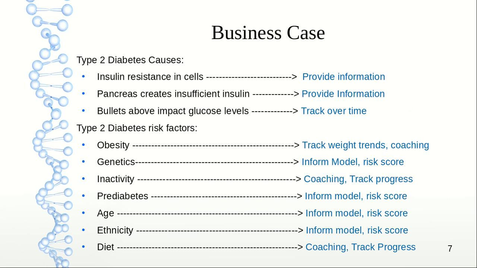So if we translate that into our business case in the blue, we can see how we would address each one of those. So I won't go over all of these, but most significantly is tracking this information over time, such as weight trends and diet trends, and then providing real-time coaching that allows the user to improve their health, but also to improve their risk score, which is something else that we plan to provide. And then the user can see how that risk score is increasing or decreasing over time.